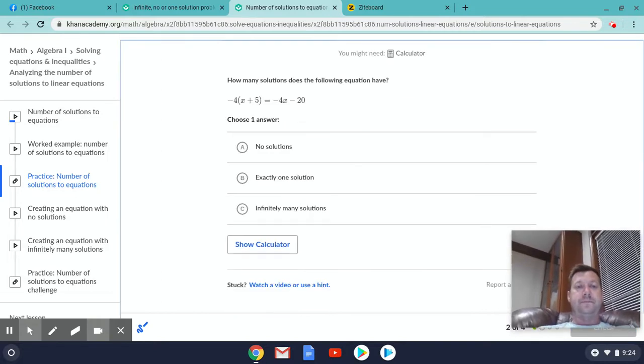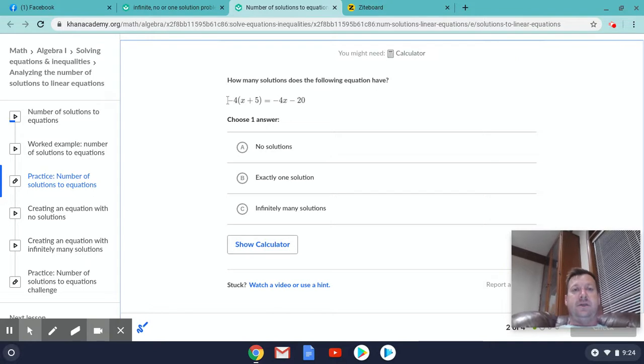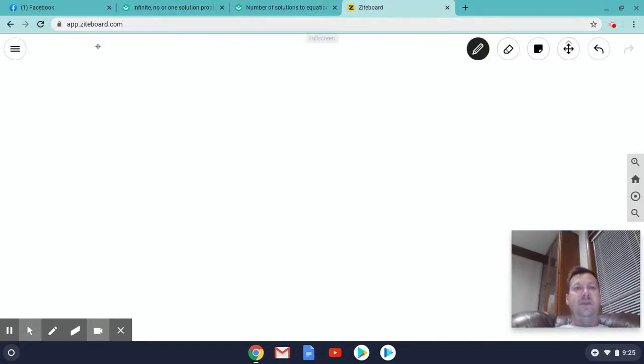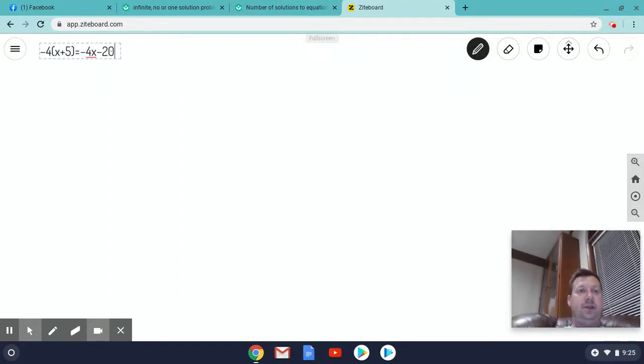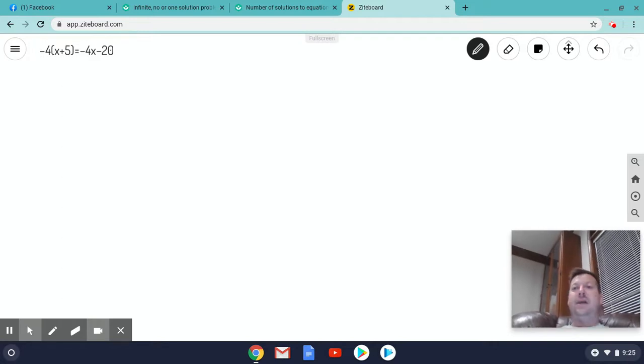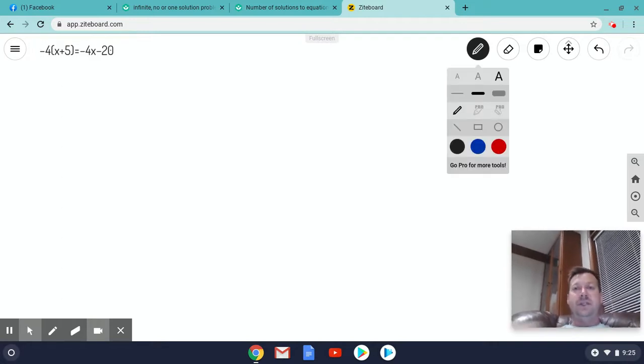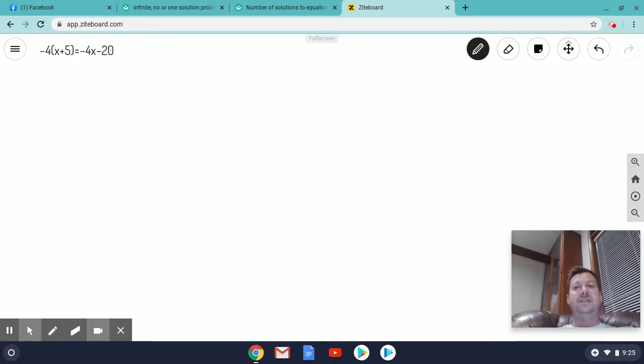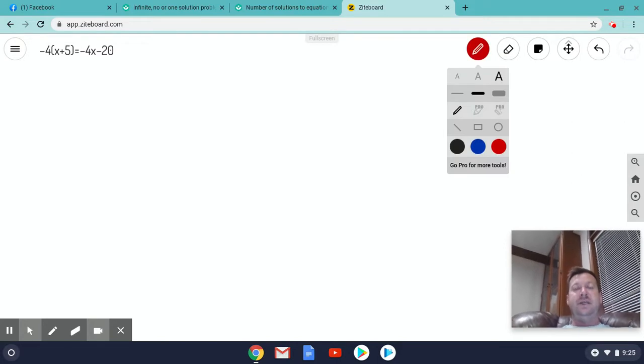Next question here, another problem that is going to require the distributive property. Let's jump over here to our Zeitboard. And I can already see the answer right here. I want you to look at this for just a second, maybe pause it for just a second. See if you can just glance at that and see the answer. I bet you can.